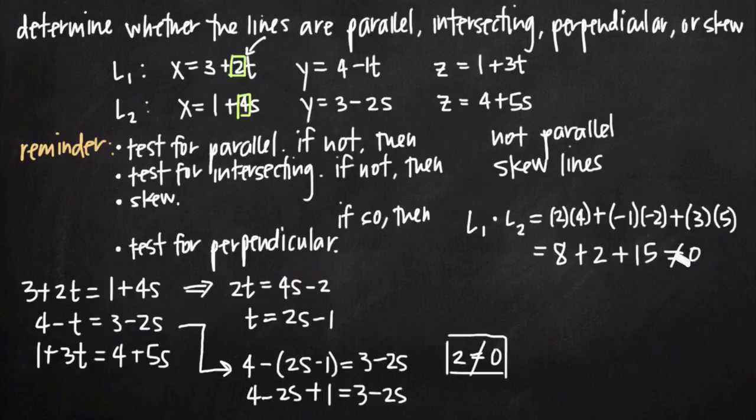That means that our lines are not perpendicular, which of course they wouldn't be because we already found out that they're not intersecting. They're skew lines, so they can't possibly be perpendicular to one another. But regardless, if you find that they're intersecting, that's how you test to see whether or not they're perpendicular. And that's it. That's how we determine whether lines are parallel, intersecting, perpendicular, or skew given parametric equations for both lines.